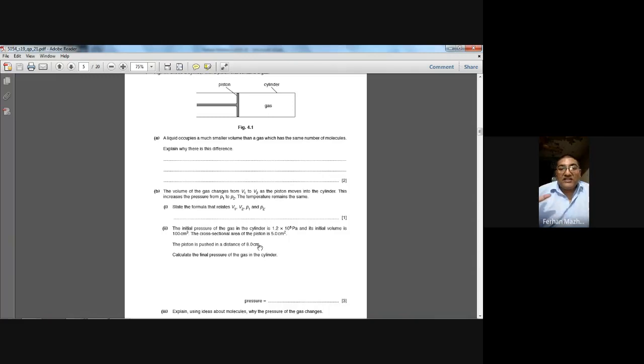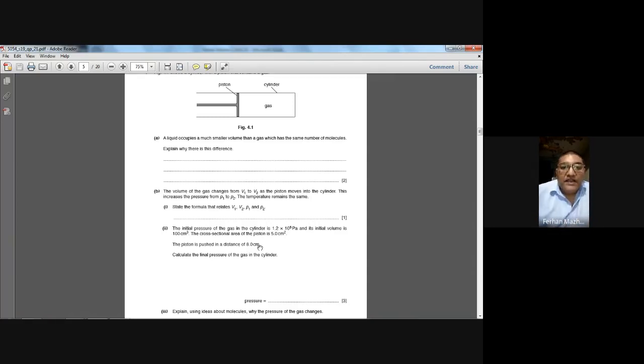Before, the volume was 100 centimeter cube. Because the piston moved 8 centimeter, now there will be a decrease of volume of 40. So the remaining volume of the gas will be 100 minus 40, and it will be 60 centimeter cube. So V2 is 60 centimeter cube. This is the most tricky portion of the question, to calculate what V2 is. Once you know V2, then the question is very simple.